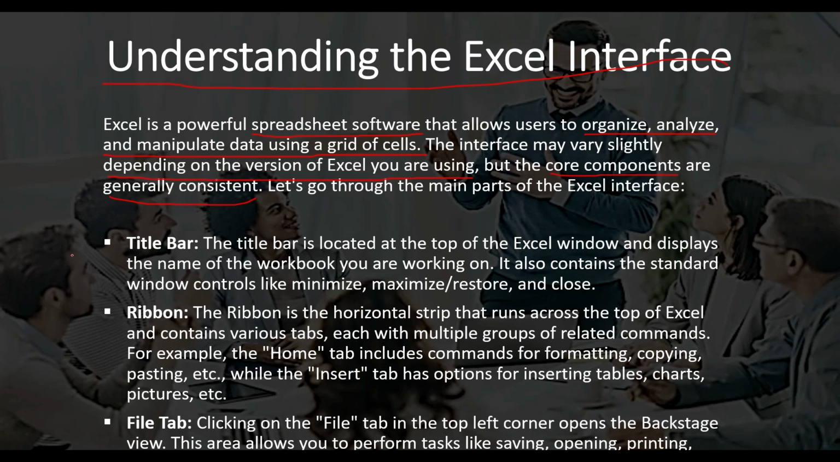So what is the first part of our Excel interface? First is the title bar. So what is the title bar? The title bar is located at the top of the Excel window and displays the name of the workbook you are working on. It also contains standard window controls like minimize, maximize, restore, and close. I'll show you how Excel looks like.